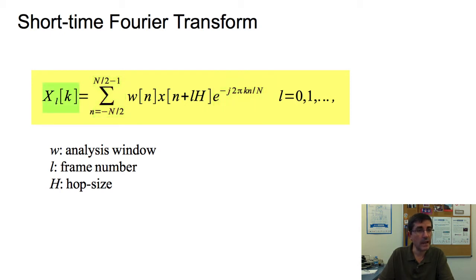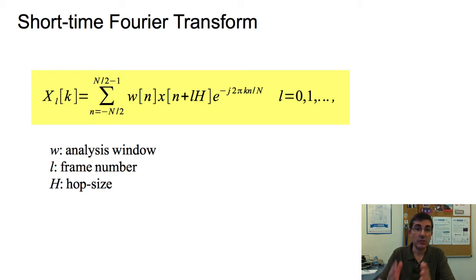There is the X sub l, so the variable l is the frame number, so that means that the output of the short-time Fourier transform is going to be a sequence of spectra, each one of the same size and having magnitude and phase, but each one different because the input will be a different fragment of the sound, stepping through the sound in a progressive manner.